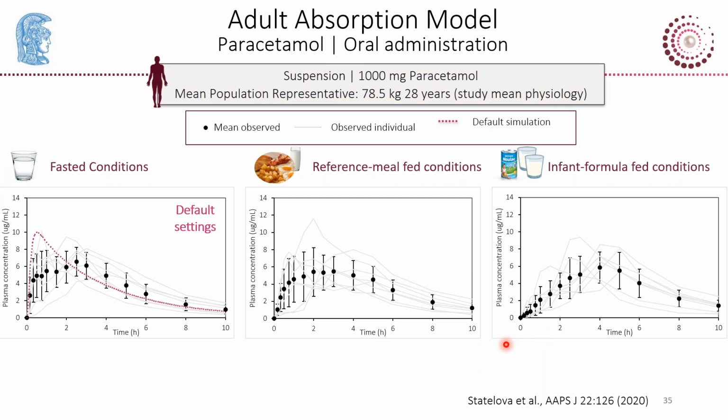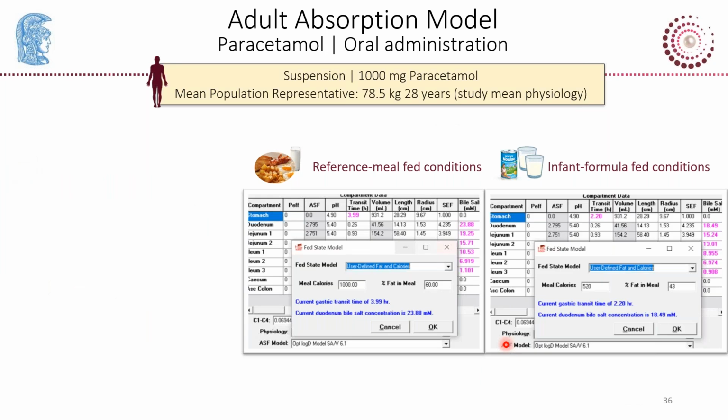We started first by applying the default settings within GastroPlus. Here we started with the default setting for the fasted physiology, as shown in the dotted line. Following, we utilized the new function of GastroPlus to calculate a user-defined meal.